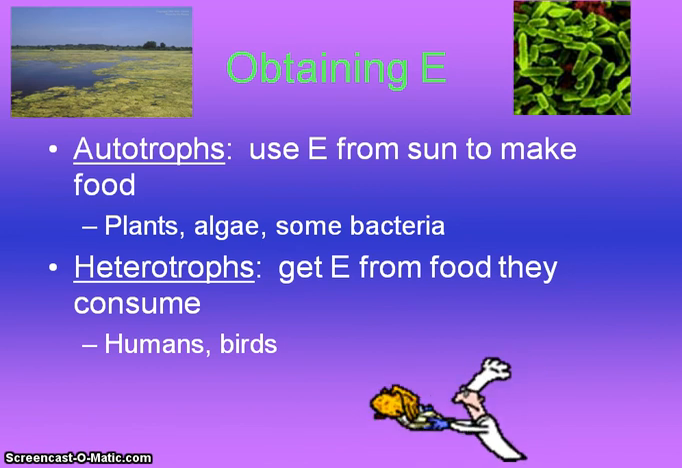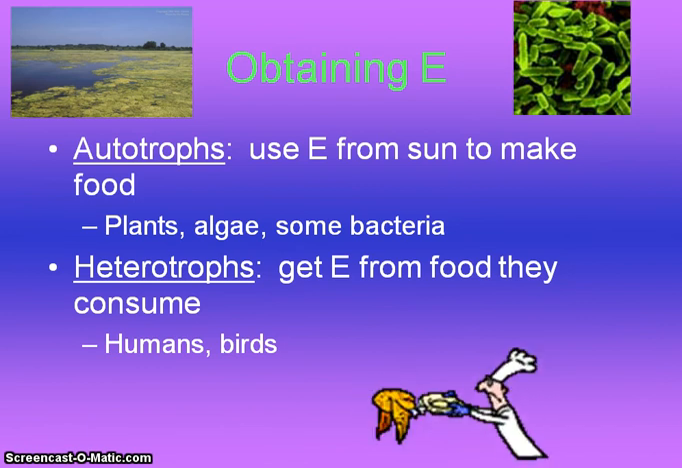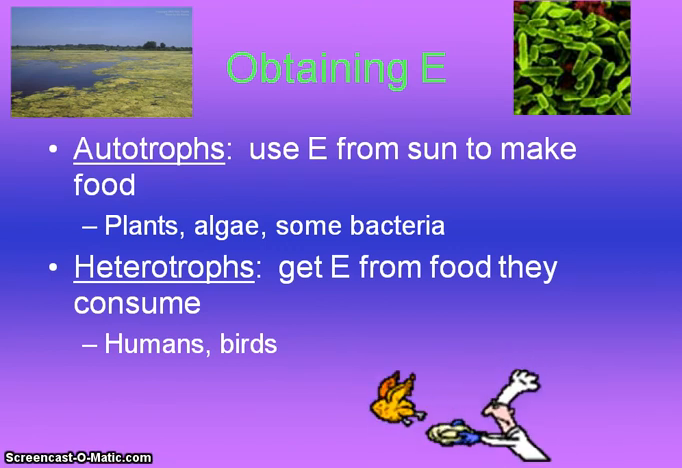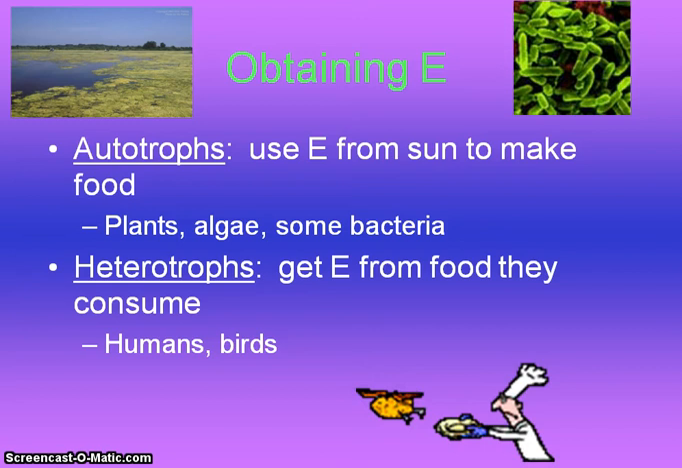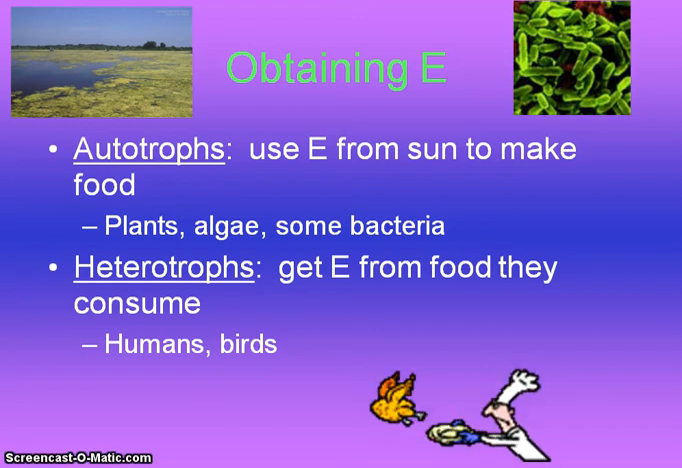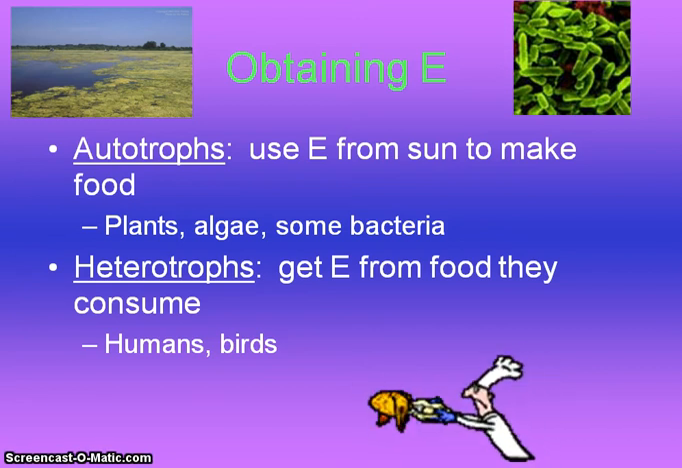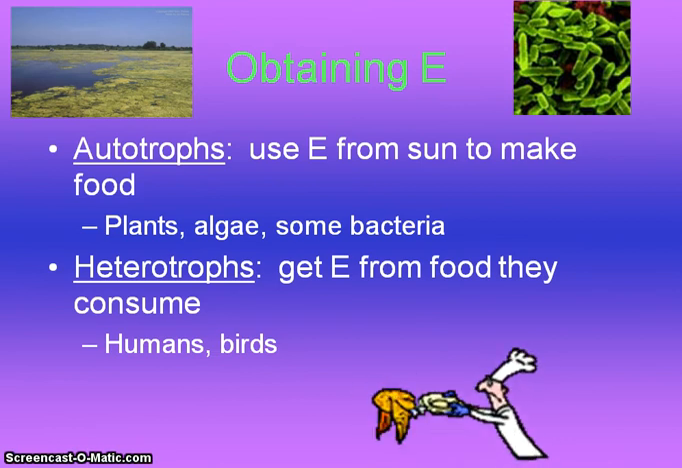Now, there are different ways for organisms to obtain their energy. Autotrophs are organisms that use energy from the sun to make their food, so things that photosynthesize. Some common ones are plants, algae, and some types of bacteria are even considered to be autotrophs. Heterotrophs are organisms like us. They have to actually go out and obtain their energy from the food that they consume.